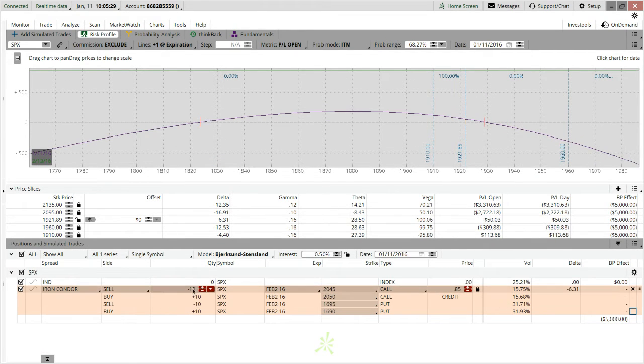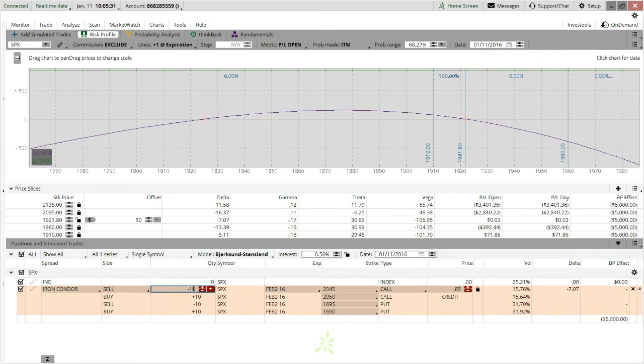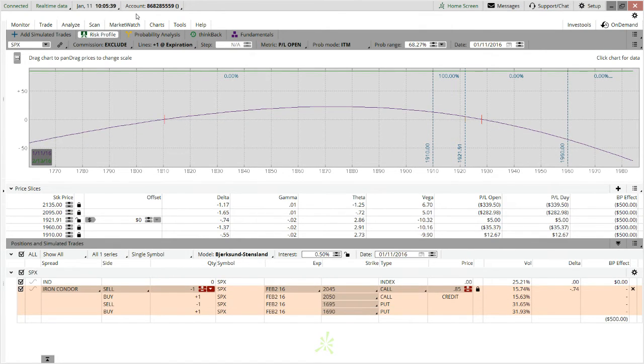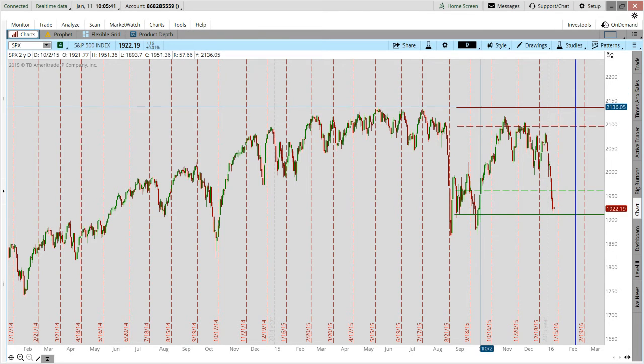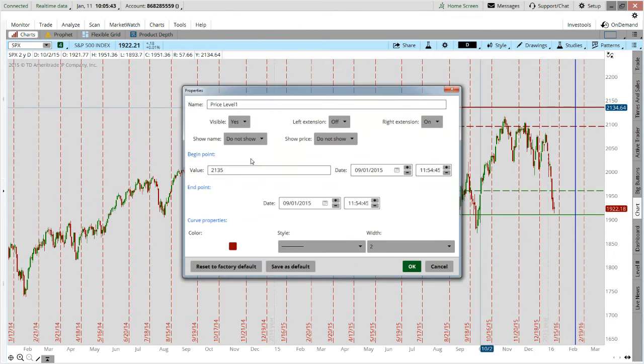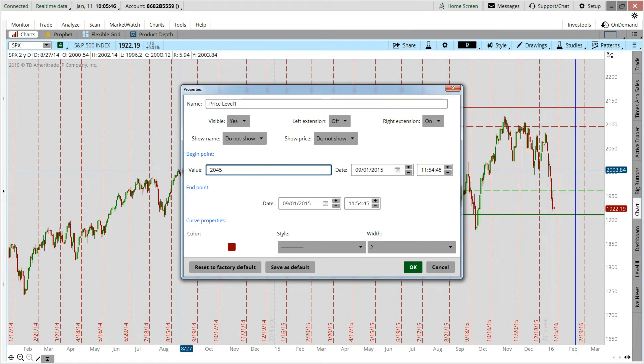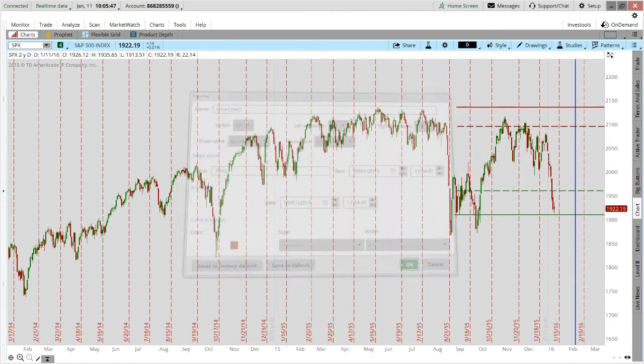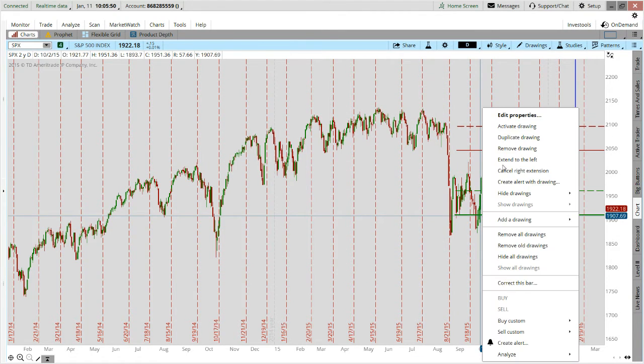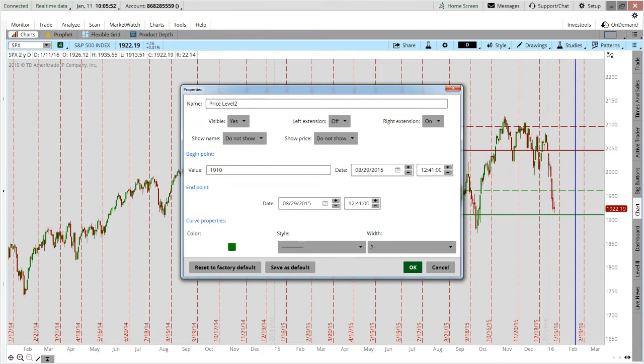Okay, I'm just going to have one contract in here for the analysis. And then let's put the 2045 and the 1695 on our chart, those price areas. The solid red line is going to be our short call strike price at 2045, and the 1695 is going to be that solid green line.